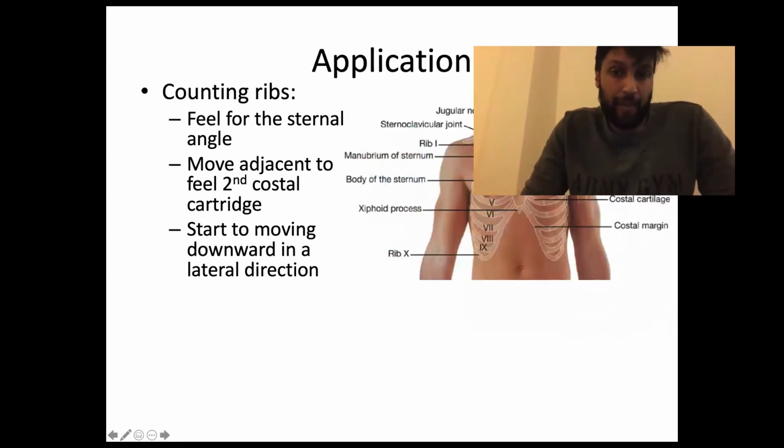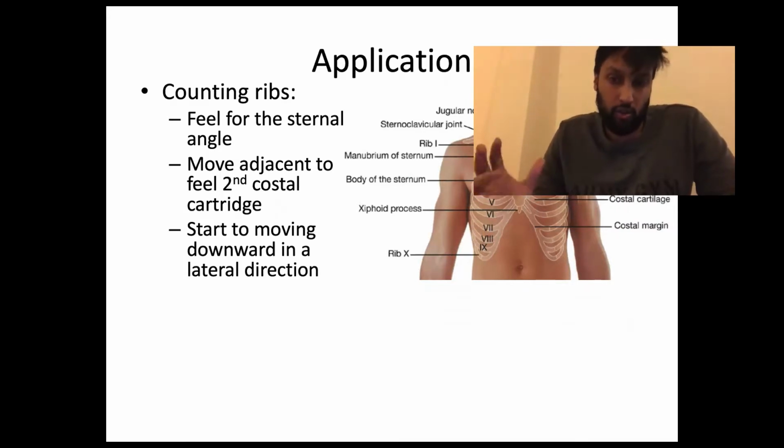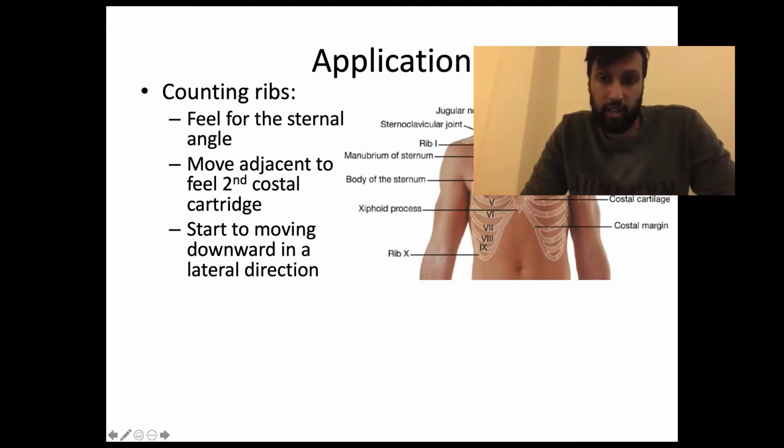So, application-wise, you have a patient that walks in and you feel they might be having some sort of pathology in the lungs. You decide to listen to the lungs to see if there's any sort of pathology. What you're going to do is find the manubrium. You're going to find this bump which connects the body to the manubrium, which is the manubriosternal joint. You're going to move to the side and say that's rib number 2. I can then walk downwards and find rib 3, rib 4, rib 5, rib 6. And then you can listen to the various parts of the chest.